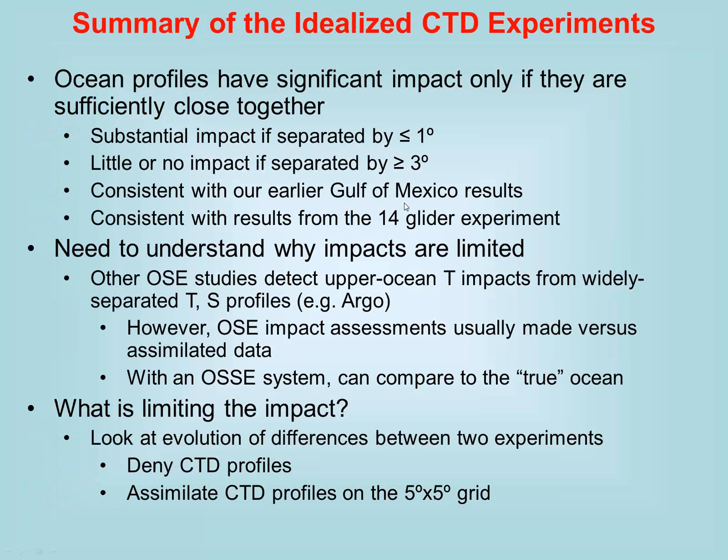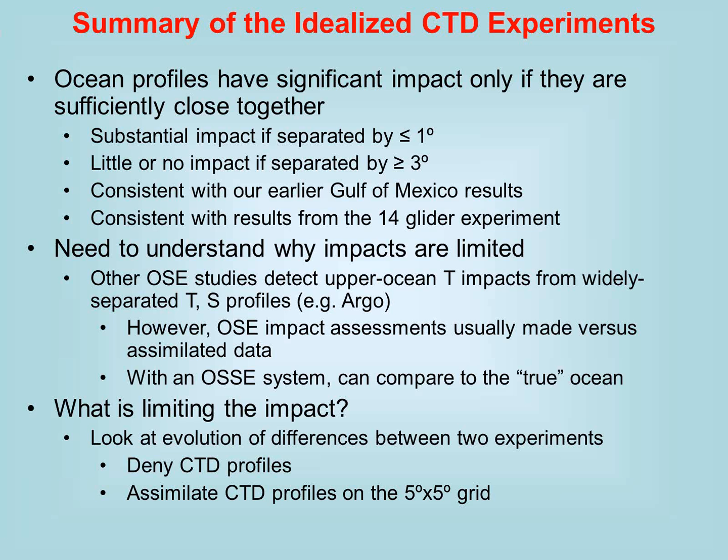We do understand why these impacts are limited to low resolution, because other people conducted OSE studies to detect impacts from Argo floats, for example, which were fairly widely separated also, and they were able to detect some impact. However, these studies, because they don't have a representation of the true ocean, often rely heavily on error reduction in observations that were assimilated, whereas in the case of our OSSE system, we have a representation of the true ocean, and we're not restricted to that. So how much difference in our results results from that factor, really we need to learn in ongoing research.